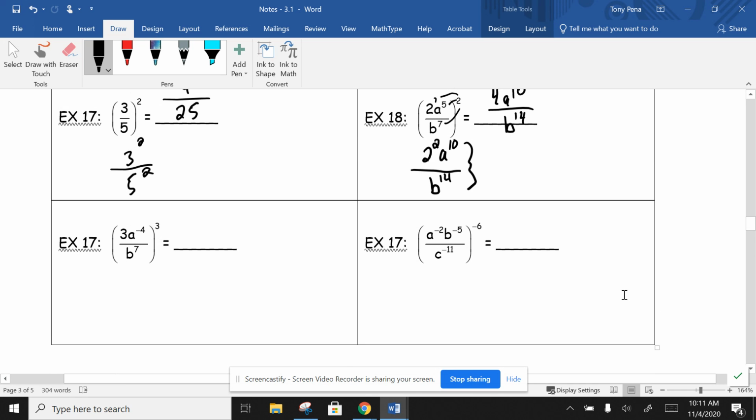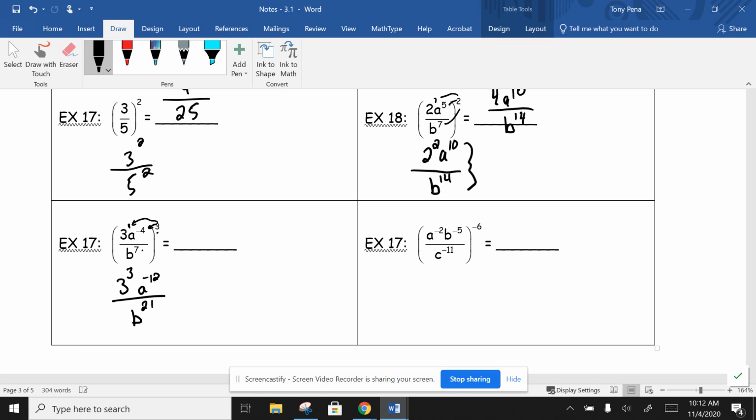All right, so now 17, let's just keep doing it that way. This 3 has a power of 1. We don't have to write it in normally, but I'm going to. So I'm going to do 3 times the 1, so that's going to be 3 to the 3. And then the negative 4 gets raised to the power of 3, so that's going to be a to the negative 12. And then the 3 and the 7 should give me b to the 21st. All right, so to now simplify this, first thing I'm going to do is 3 cubed, so that's just 3 times 3 times 3, so that should give us 27.